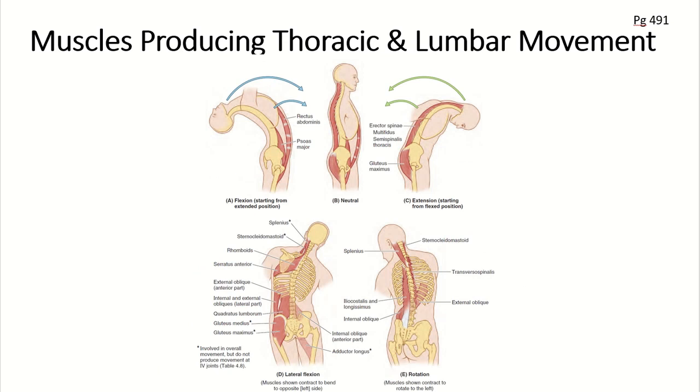With respect to thoracic and lumbar movement, when we're talking about flexion from the starting extended position, we have both the psoas major and the rectus abdominis that are contracting, right? And as we're moving into flexion, we get a stretching of the erector spinae as well as those deeper muscles. And this is just a view down here to show you the type of movements that you have there.